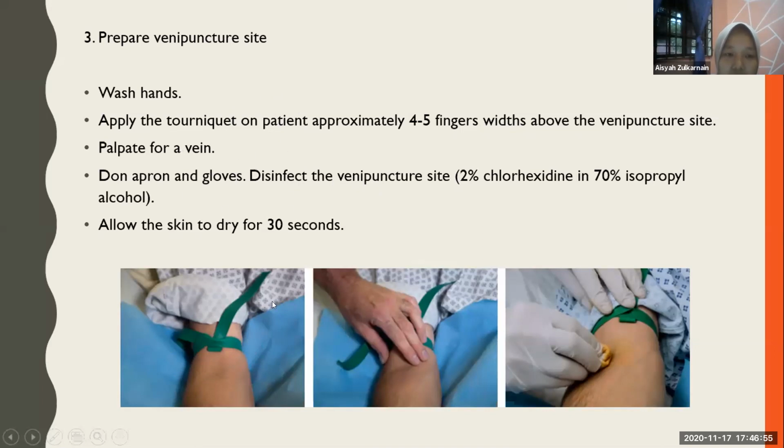And then after we identify the vein, we will don our apron, and then do the hand hygiene, and then don our glove, and then we will start to disinfect the venipuncture site with the chlorhexidine in isopropyl alcohol, and then we will let the venipuncture site dry for approximately 30 seconds. If we need to repalpate the venipuncture site, we also need to disinfect the site again.